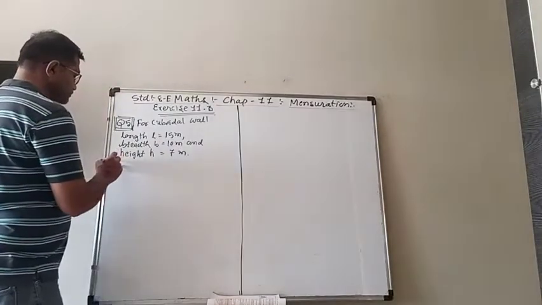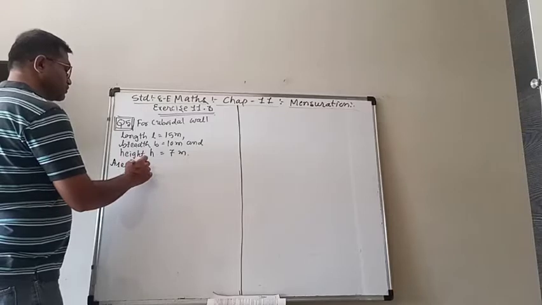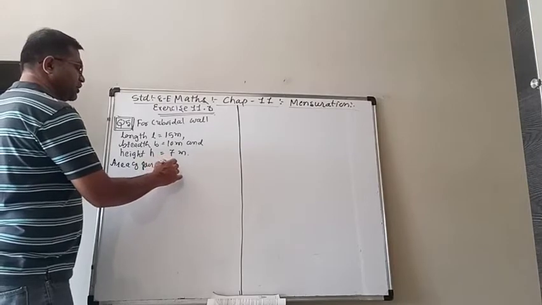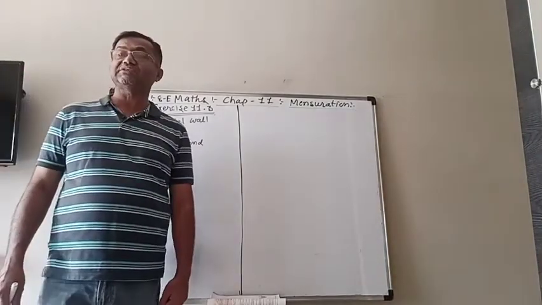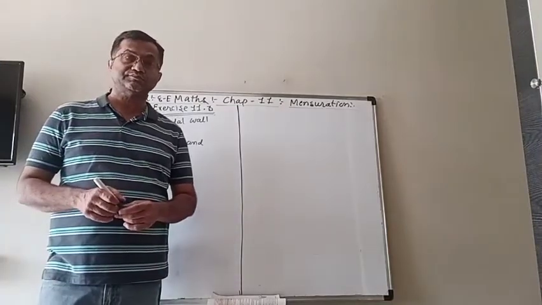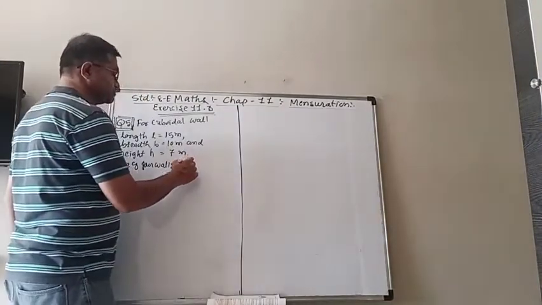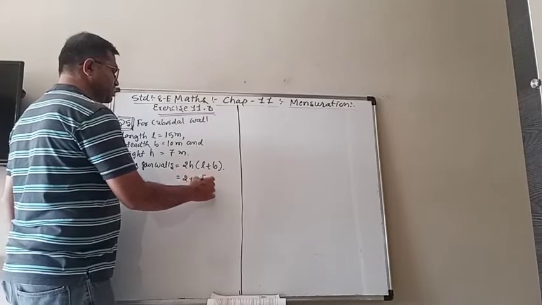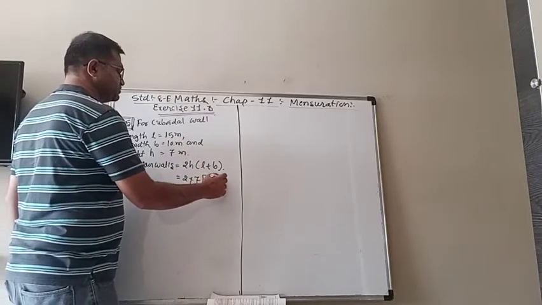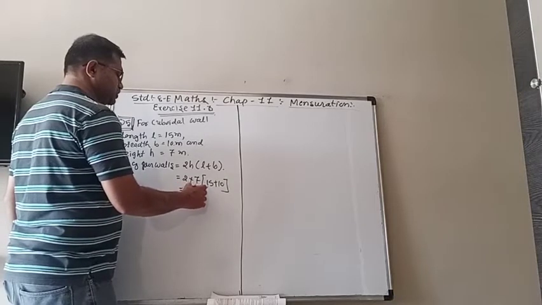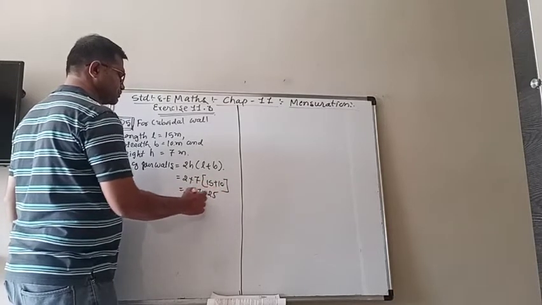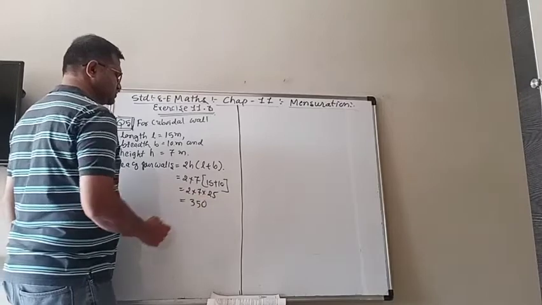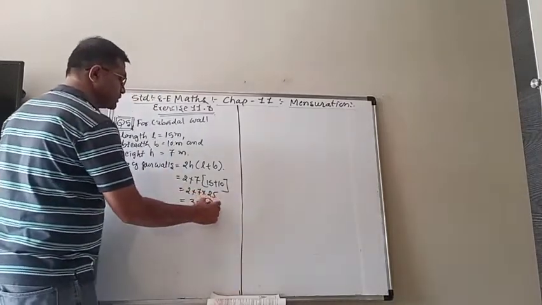So now the area of 4 walls. Actually the area of 4 walls is the same as the lateral surface area of the cuboid, and that is 2h into bracket L plus B. 2 into 7 into 15 plus 10, that is 2 into 7 into 25. So that is 350 meters square.